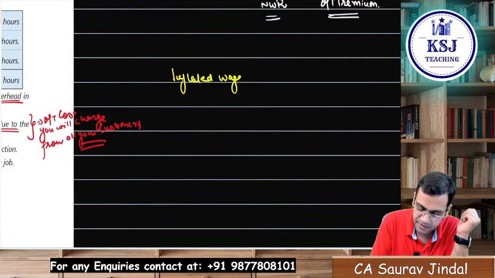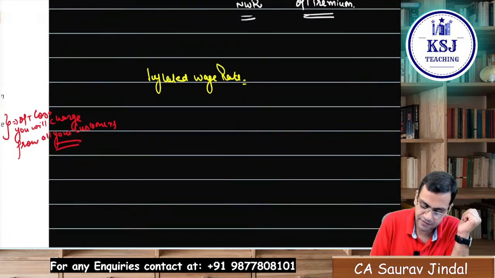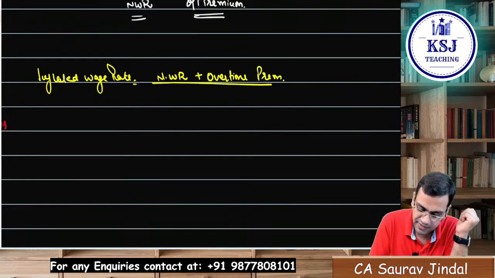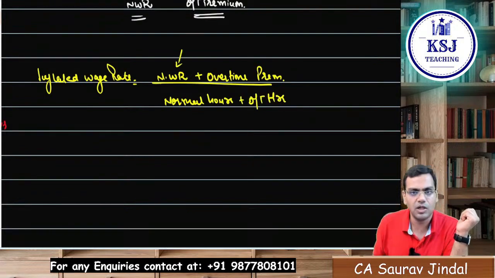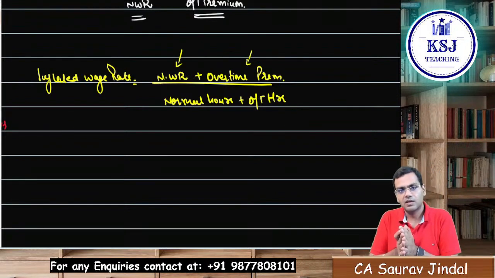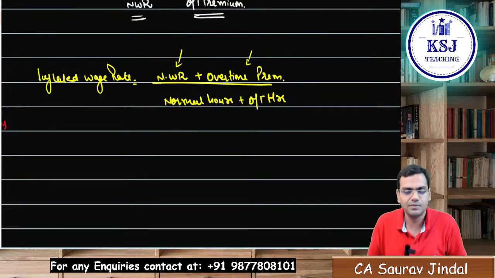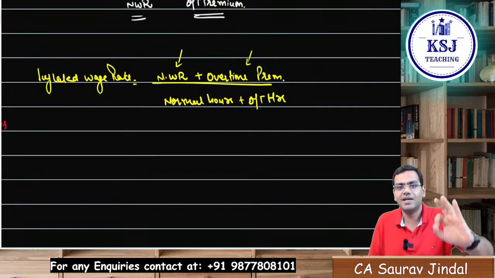What is the inflated wage rate, sir? Inflated wage rate is normal wage rate plus overtime premium, divided by normal hours plus overtime hours. Sir, this is to be charged from all the customers. So why not combine them? Let them hug each other, let them combine and be on one journey. That is what is known as the inflated wage rate.